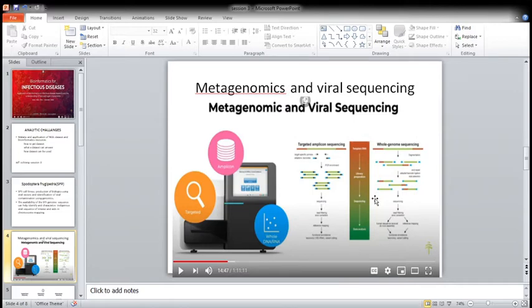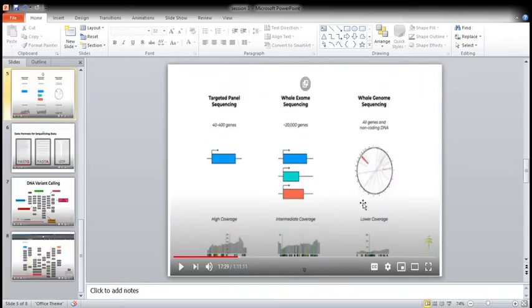Targeted panel sequencing is a cost-effective way to detect known and novel variants in a selected set of genes. It also has high coverage, with 40 to 400 genes. It requires less sample input and produces a smaller amount of data than whole genome sequencing, making analysis more manageable.